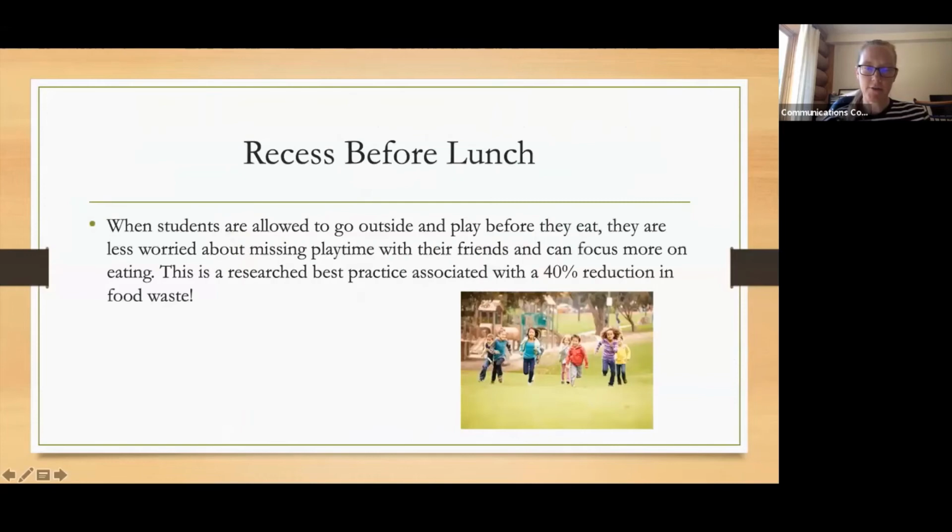The other thing is recess before lunch. And I think in our school district, we already do this, but again, there's research showing that when kids are allowed to play before they eat, then they eat more of their lunch because they're not trying to rush through it so they can go outside and play.